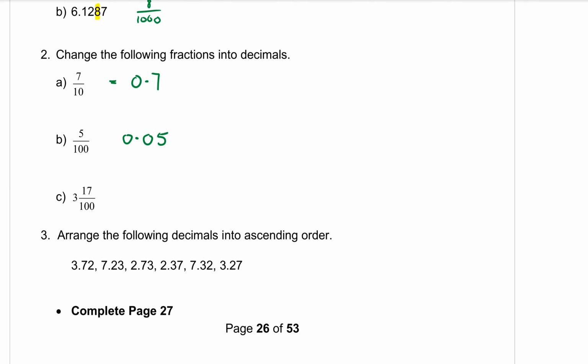And part C, the 3 represents the whole number. That would be at the front of my decimal point. The 17 over 100 means I need to put 17 in the hundredths position. Because it's a 2-digit number, the 1 is going to get bumped up into the tenths. So it's in the tenths, and the 7 is in the hundredths position. That's right. Now, all of these things you can check on your calculator.